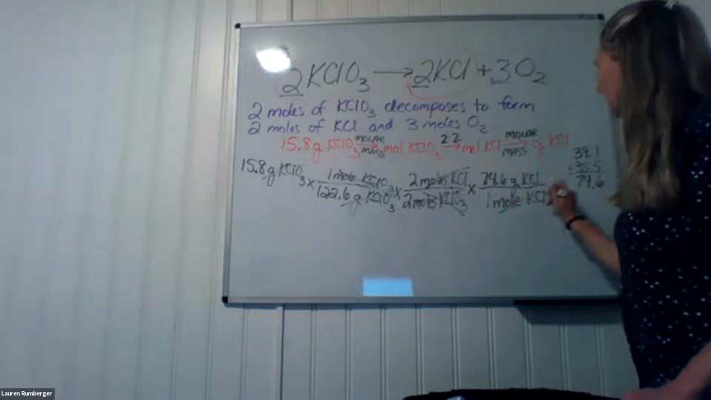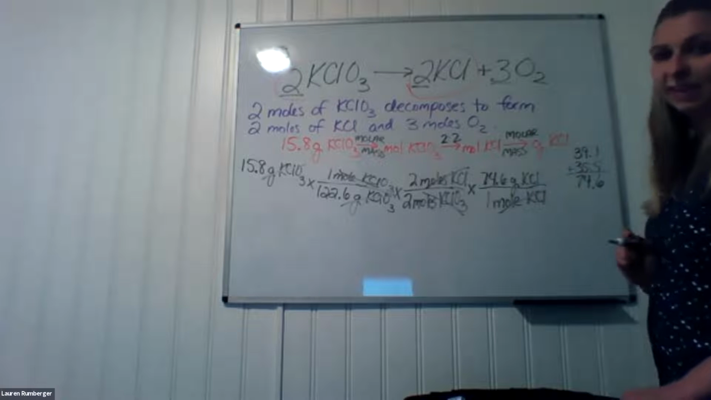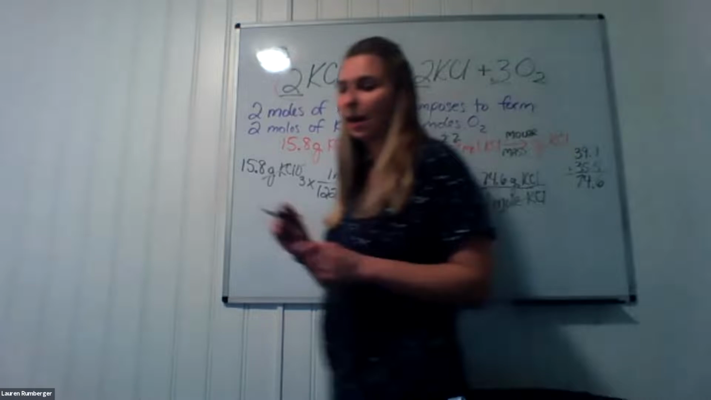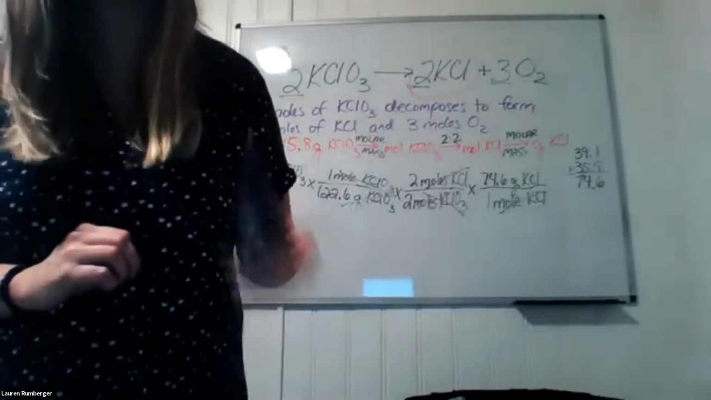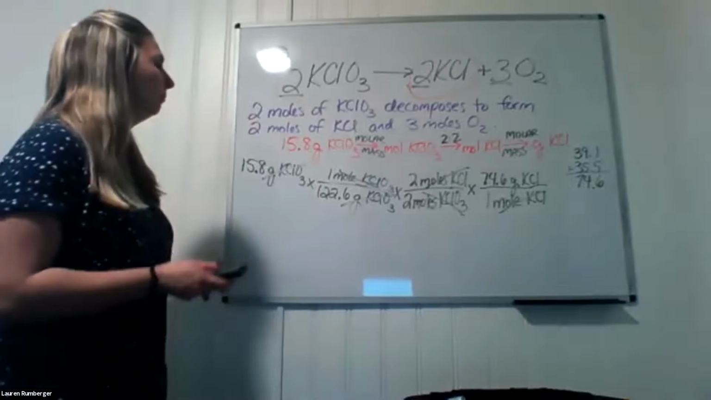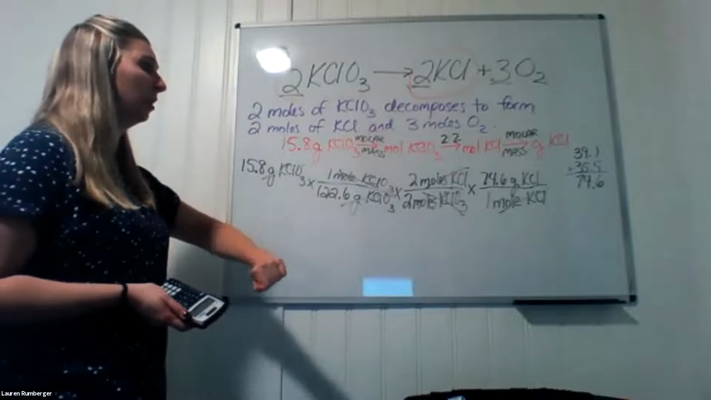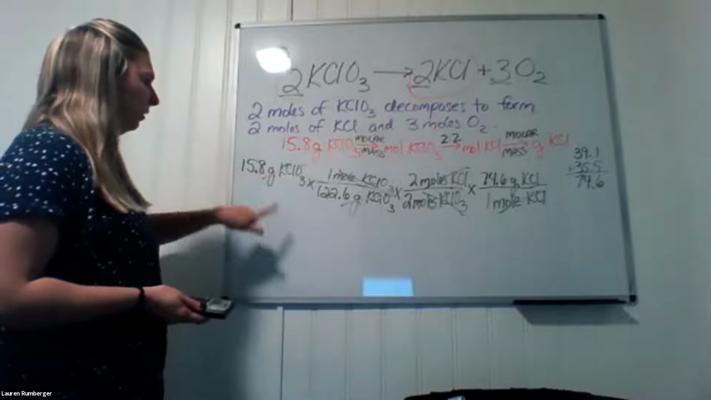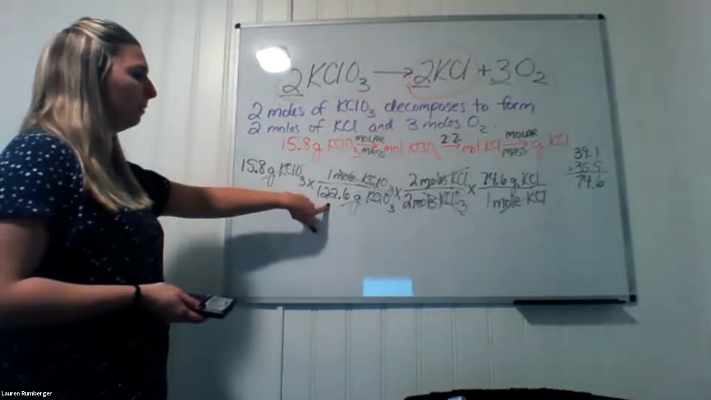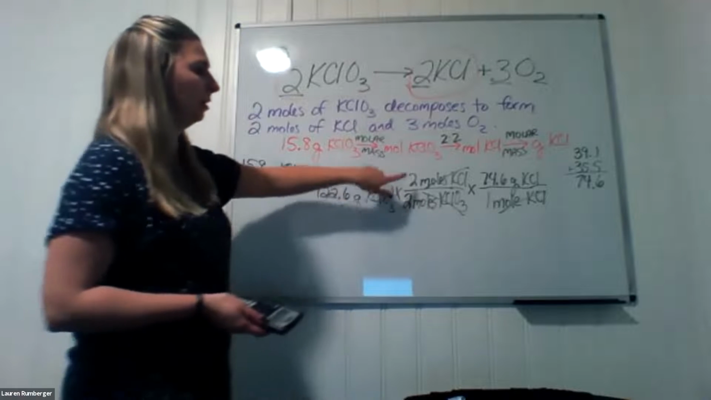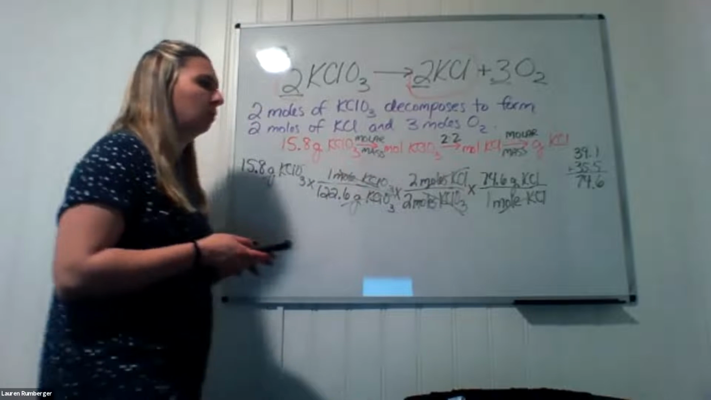Cancel out your moles of KCl, and guess what we're left with? Grams of KCl, which is our desired unit. Remember to focus on the units before you grab your calculator. Now that we have everything set up and canceled, and we got to our desired unit, now we do our math: 15.8 divided by 122.6 times 2 divided by 2 times 74.6.